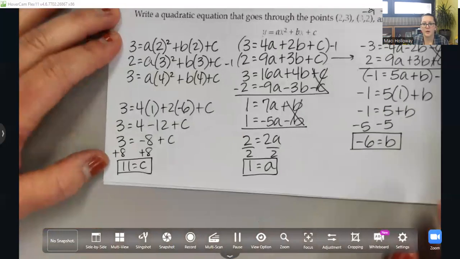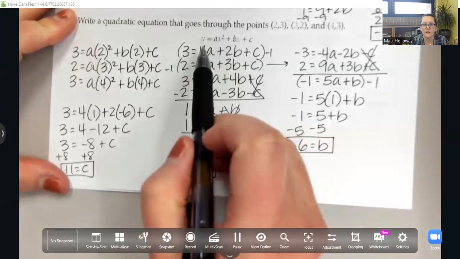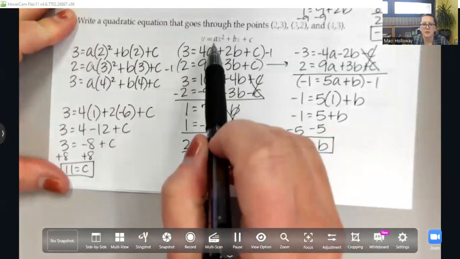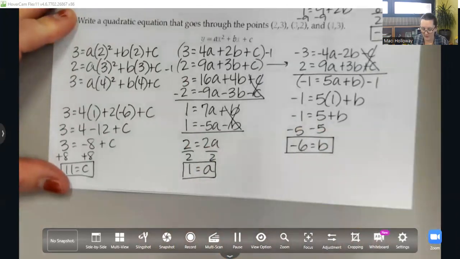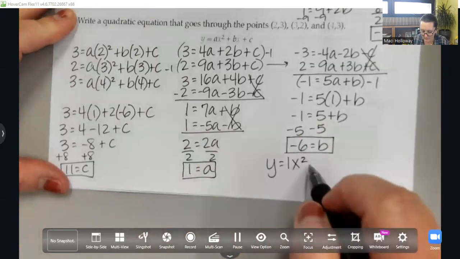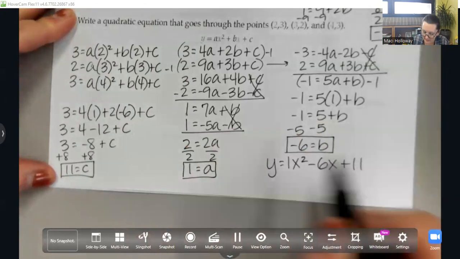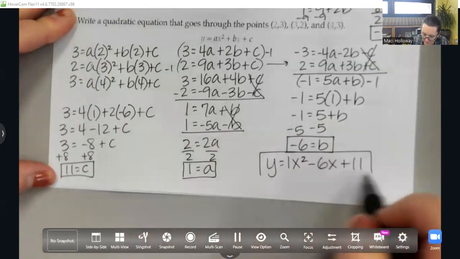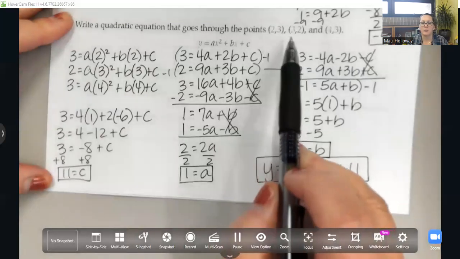All right, so we're going to put all this together and write out the standard form of our equation. So we're going to write it as y equals ax squared plus bx plus c. We're just replacing a, b, and c with the values that we found. So y equals 1x squared minus 6x plus 11. And that is the standard form of our quadratic equation that includes the 3 points here.